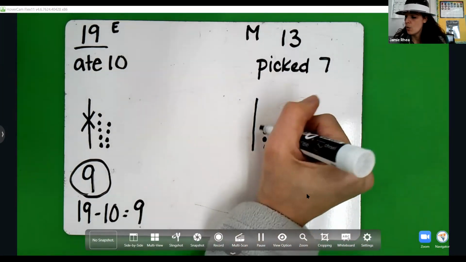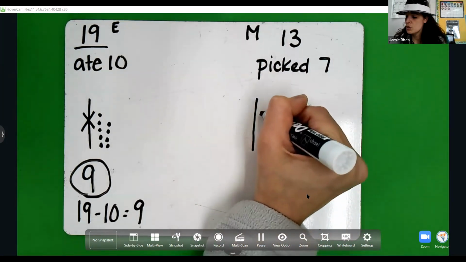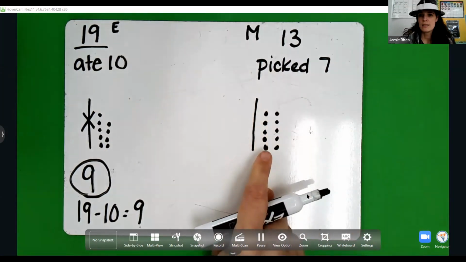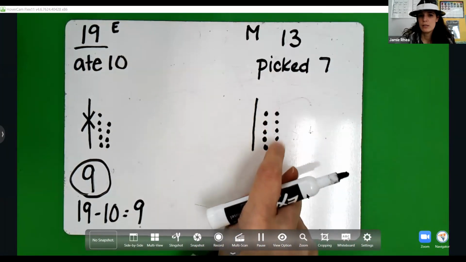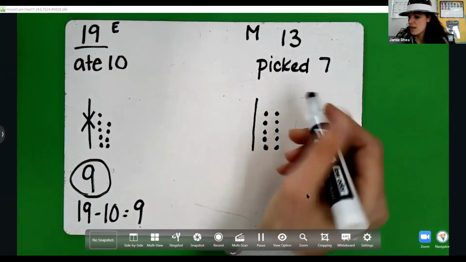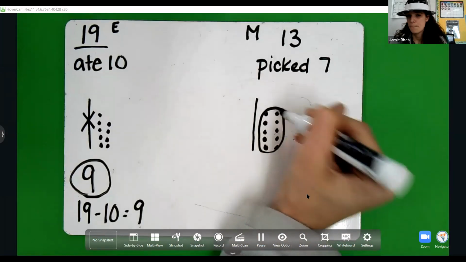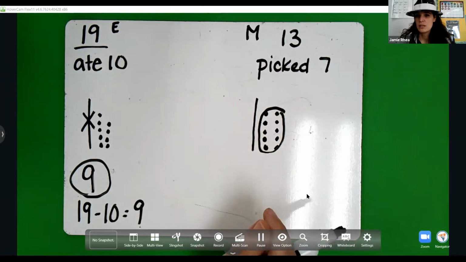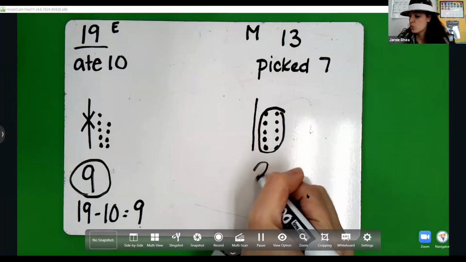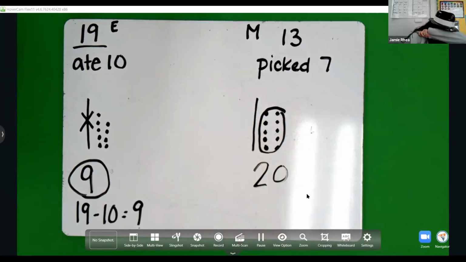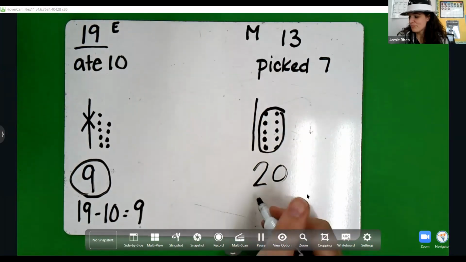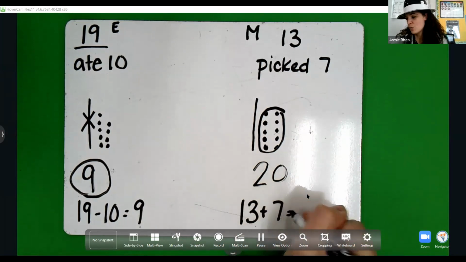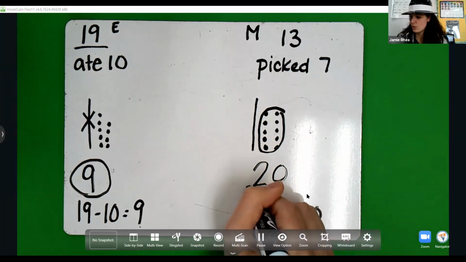So let's do that. Let's see, 3. 1, 2, 3, 4, 5, 6, 7. Oh, guys, look. How many 1s do I have right here? I have a 10 right here. So I have 1 10, 2 10s. How many is 2 10s? The value of 2 10s is 20. So 13 plus 7 equals 20. Okay, so Mike had 20.